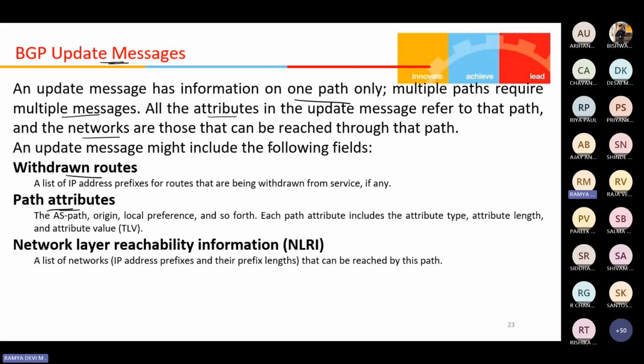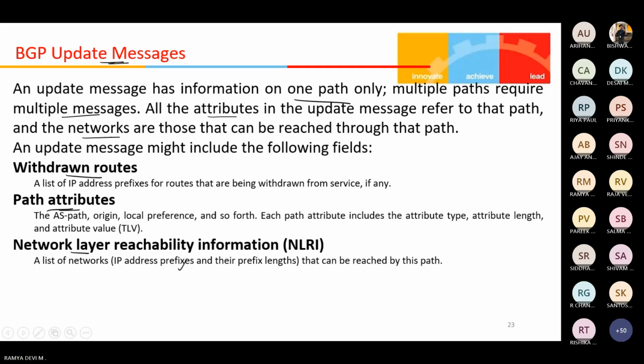So what is the AS number, where it originated, what is the local preference, type, length, value, all those things will be there. Together with that, NLRI information will be there, network layer reachability information. The list of IP prefixes along with the prefix length that can be reached via the advertised path will be provided as the third value. So three pieces of information are part of the update message. For one update message, one path only. If multiple paths are to be updated, multiple messages are to be sent.